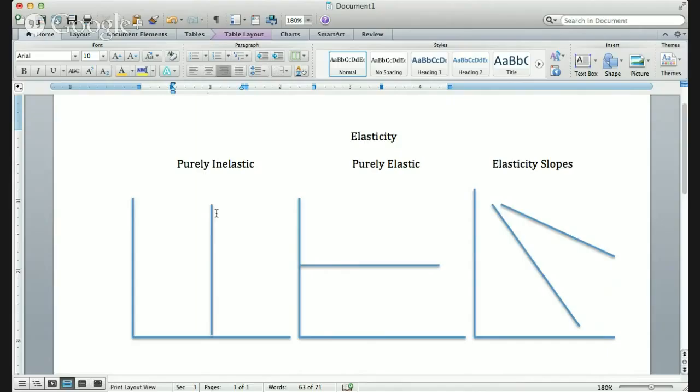On the flip side of that, something can be purely elastic, meaning we want exactly this price. So at this price, the demand could be as much as 0, or it could be all the way to whatever number could possibly be available.